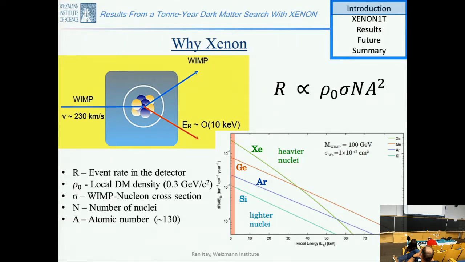If we look at this example for a 100 GeV WIMP mass with a cross-section of 10 to the minus 47 centimeter squared, we see that the event rate for xenon will be the highest. The second will be germanium, which has its problems of upscaling of exposure, and then argon, which is a bit less, but they have their own advantages, which you will probably hear about in the next talk about pulse-shape discrimination. So they really have low background, way lower than us in that sense. But this is one of the main reasons why we are using xenon.